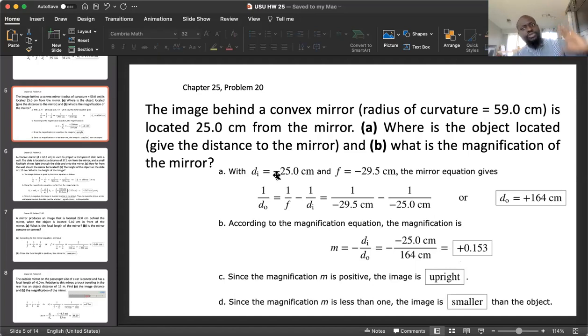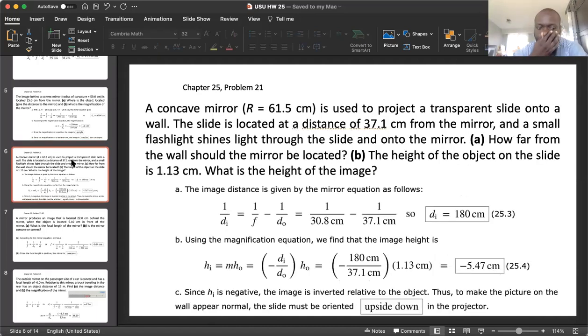A convex mirror always produces an upright image, but it's smaller than the object. Because the magnification is less than 1, you can tell it's smaller. This is just an addendum to explain. It's not part of the problem, C and D. It's just explaining. Since magnification is positive, the image is upright. And since magnification is less than 1, the image is smaller than the object, as expected for a convex mirror.